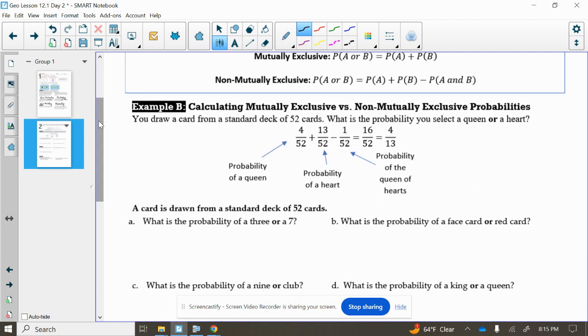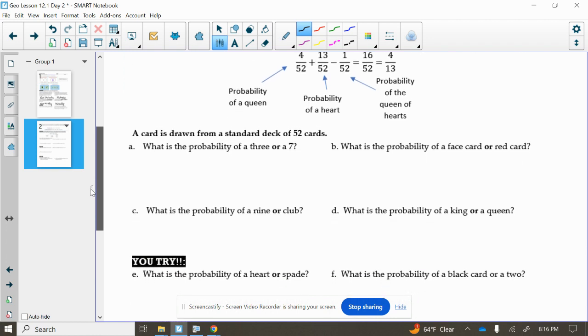So, for instance, when we have a deck of cards, right, there are 52 cards total, 4 different suits, 2 different colors amongst that. So, it says, what is the probability you select a queen or heart? Well, there are 4 queens out of our 52 cards. 13 of those 52 cards are hearts. And then one of those cards has an overlap of being something that is a queen and a heart. So we need to subtract it away. And then we can always reduce to get 4 over 13 as our probability.